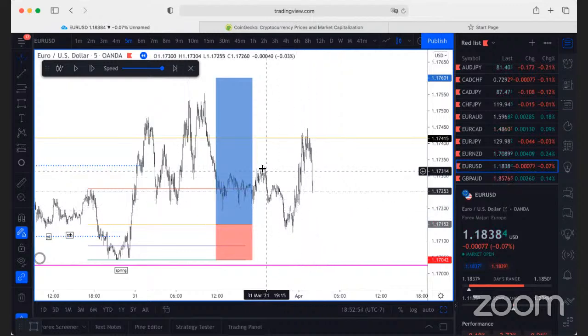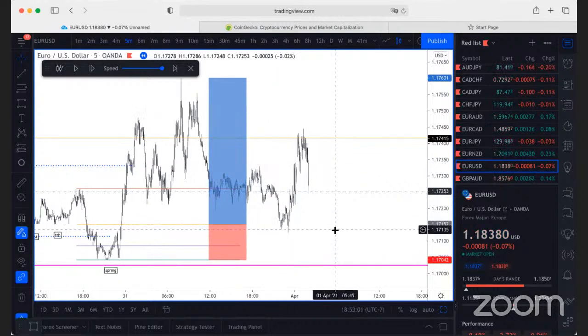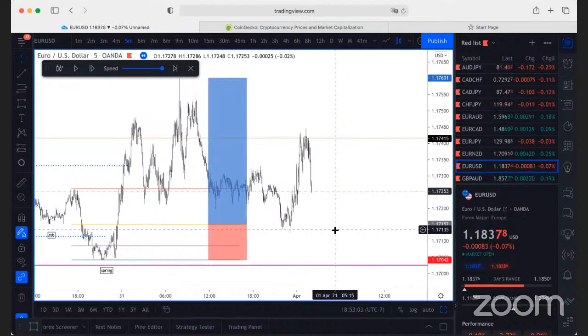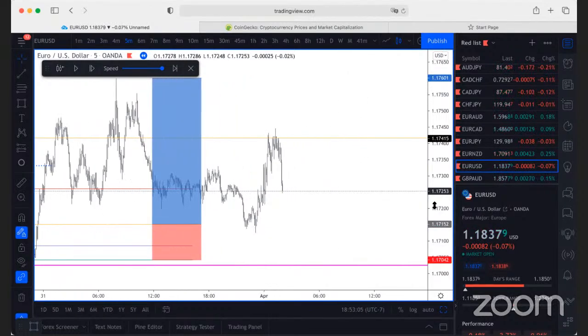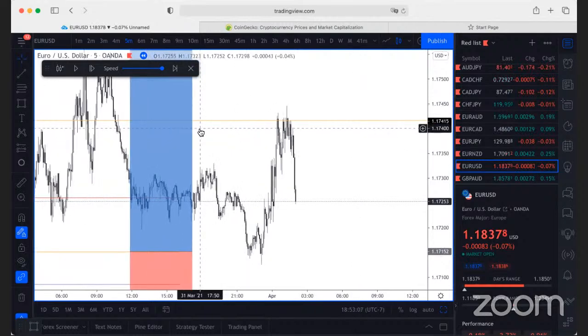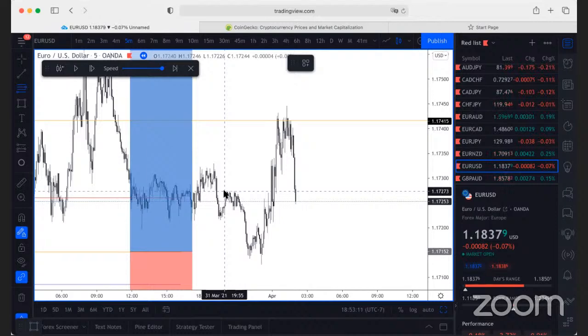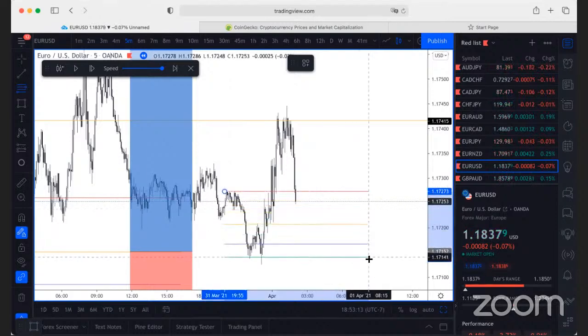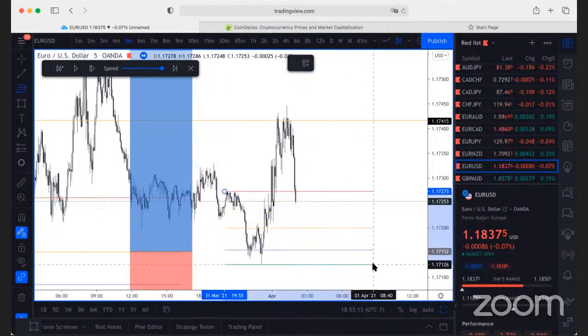Now we understand we took out this order flow. So we can reduce our risk or go risk-free and possibly look for a reentry. Now, if we're looking at this, our last push down would be from here to here.